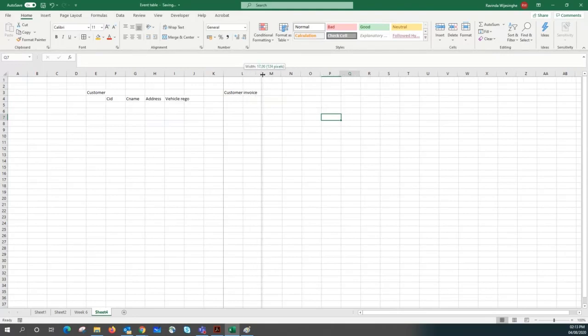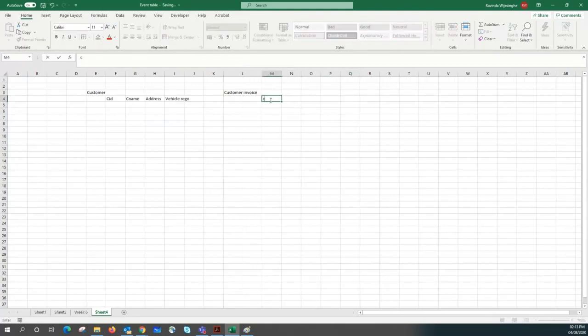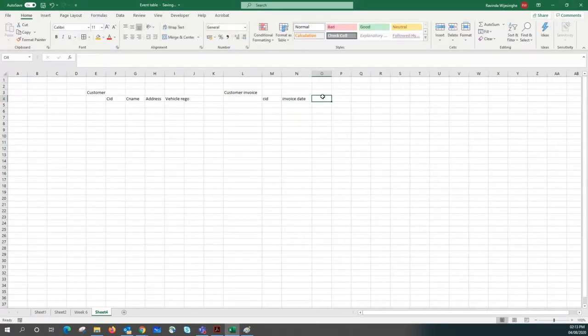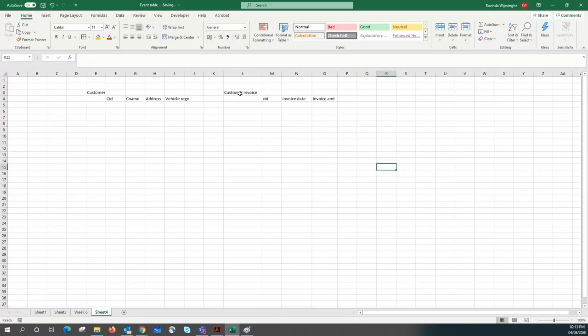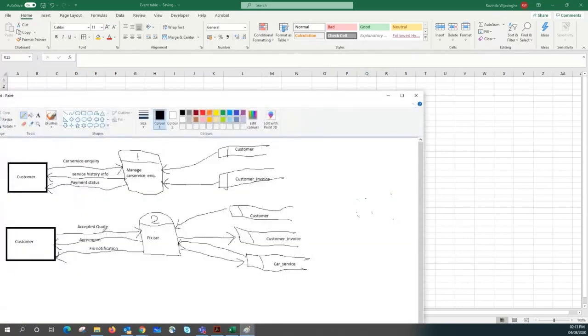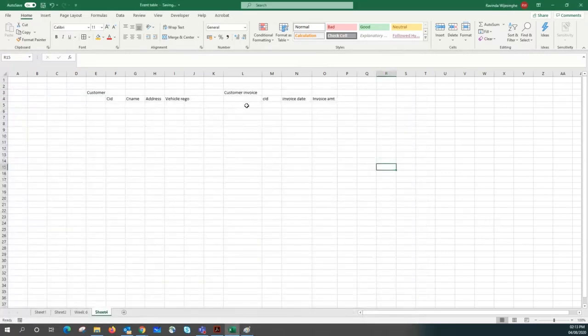It may contain information like custom ID, invoice date, maybe invoice amount, so I just put AND, invoice amount. So when the customer agrees, accepts the quote, we just update custom ID, invoice date, and invoice amount.